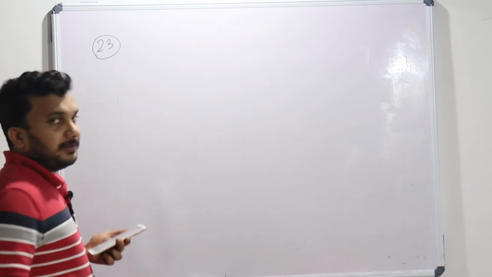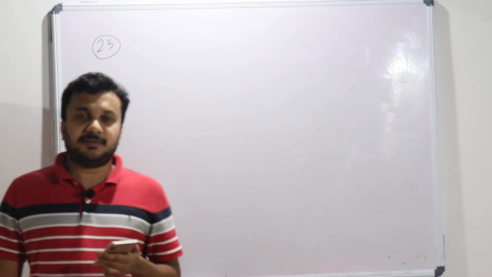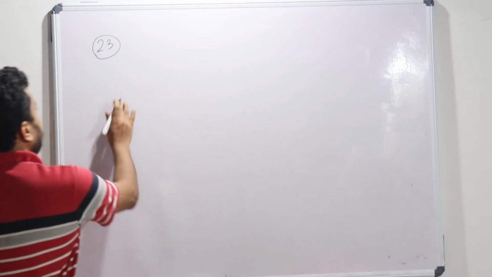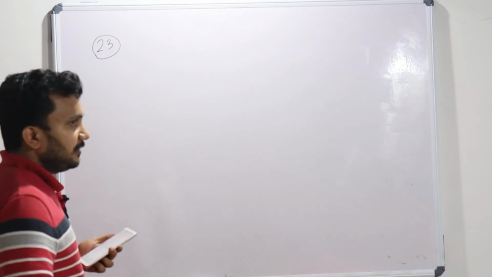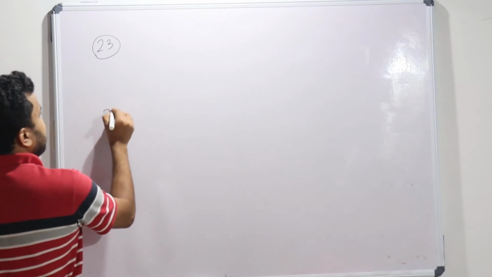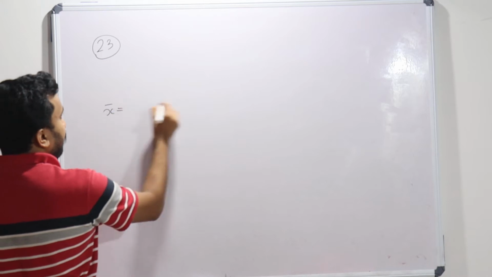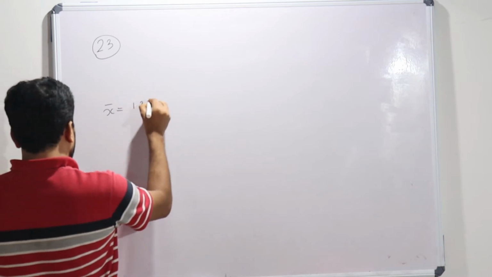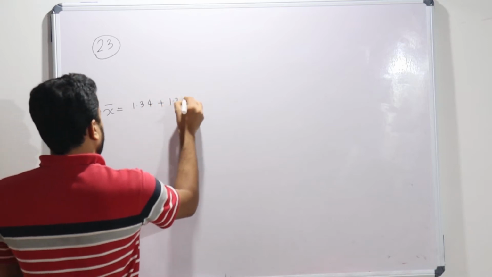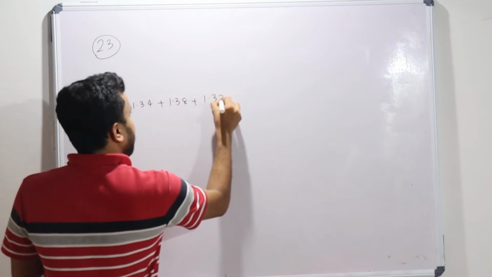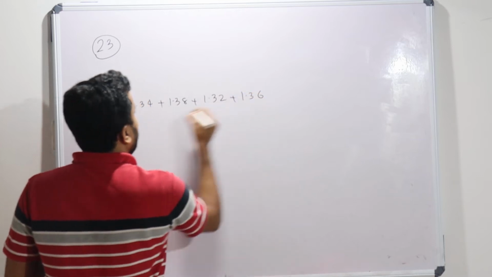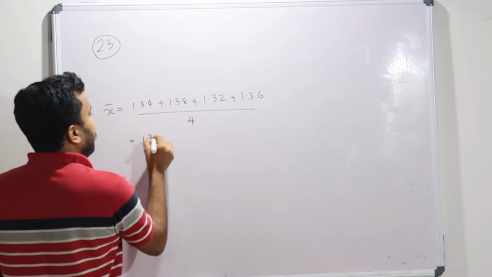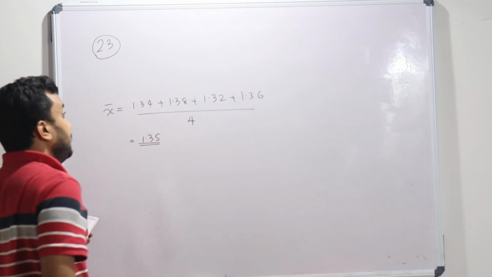There are a set of values given. We need to find the mean value with the percentage error. So how do we find the mean value? Suppose x1, x2, x3 values are given, then the mean value x bar will be equal to the sum of all the values divided by the number of values. How many values are here? 1.34 plus 1.38 plus 1.32 plus 1.36. Four values are given, whole divided by 4. The answer is 1.35. This is called the mean value.